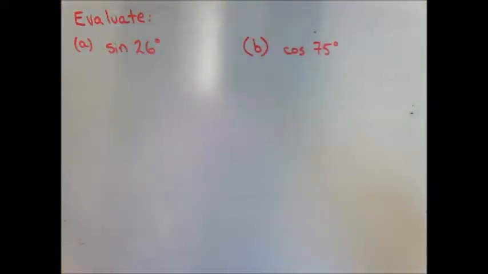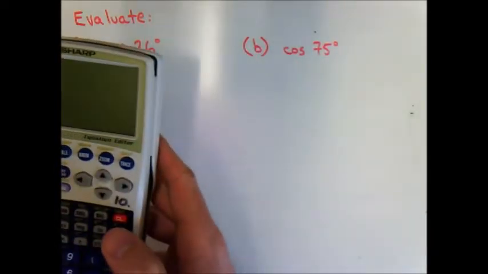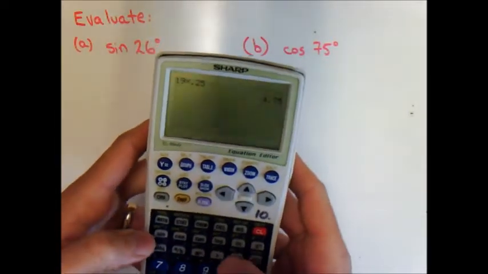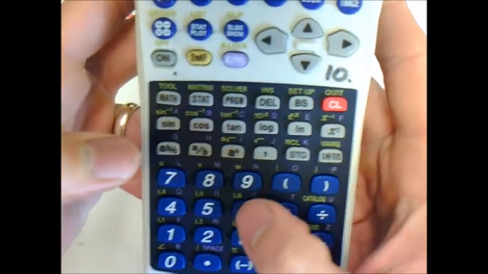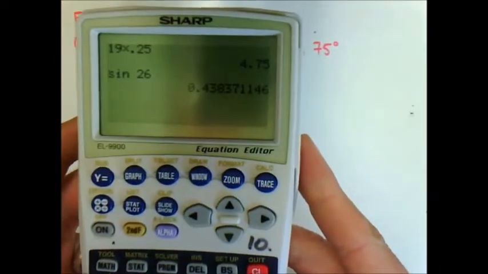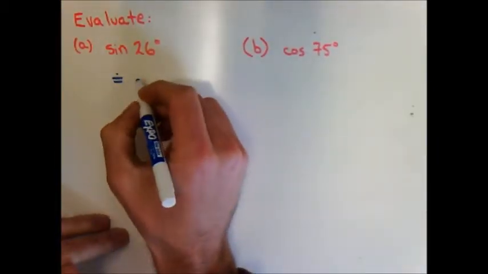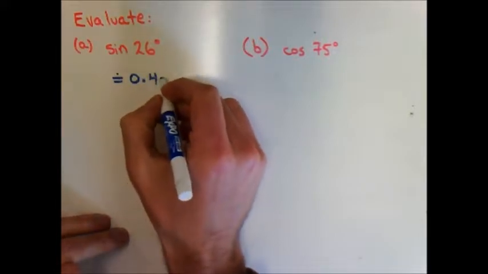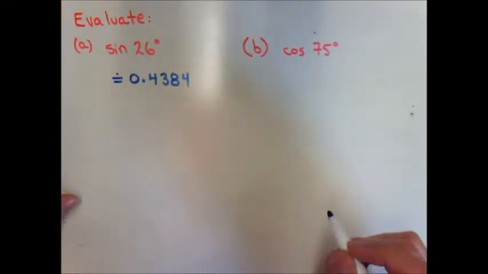Just as we could evaluate the ratio for tangent when we were given a specific angle measurement, we can do the same thing for sine and cosine using our calculator. Here we need to evaluate sine of 26 degrees. Well, if I turn my calculator on, all I have to do here is type in sine 26, enter, and I'll get the given ratio. The sine of 26 degrees is approximately equal to 0.4384, rounded to 4 decimal places.